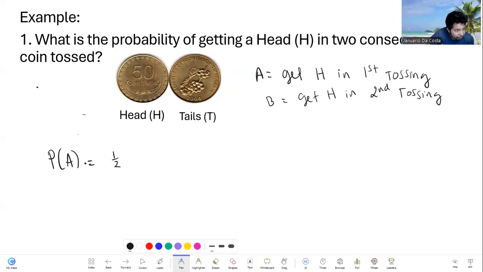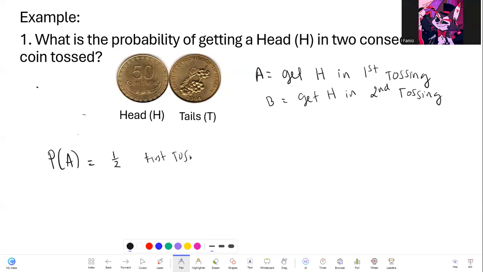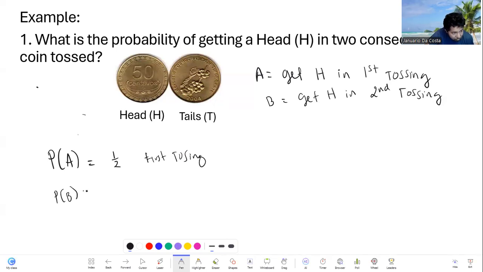Now that's the first tossing. Now, toss the same coin again and repeat the same experiment. Now it will also get you the same thing. It's still 1/2 probability for the second tossing.